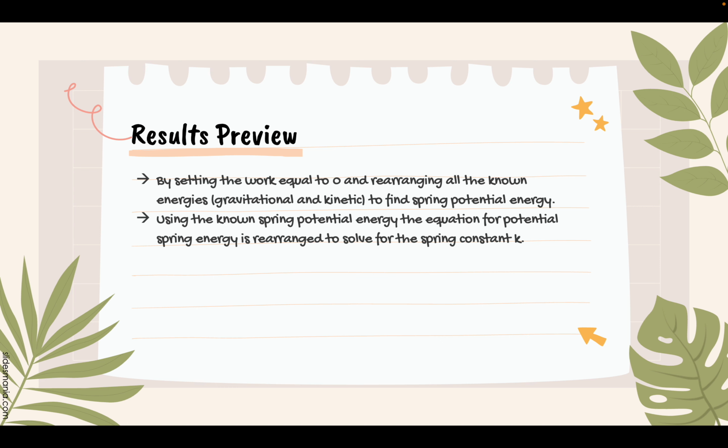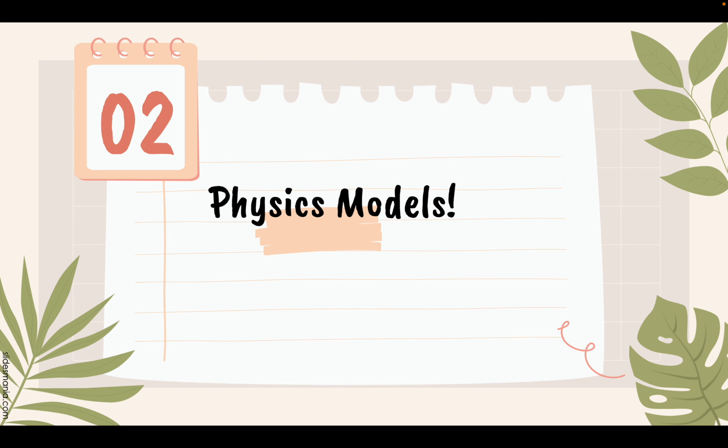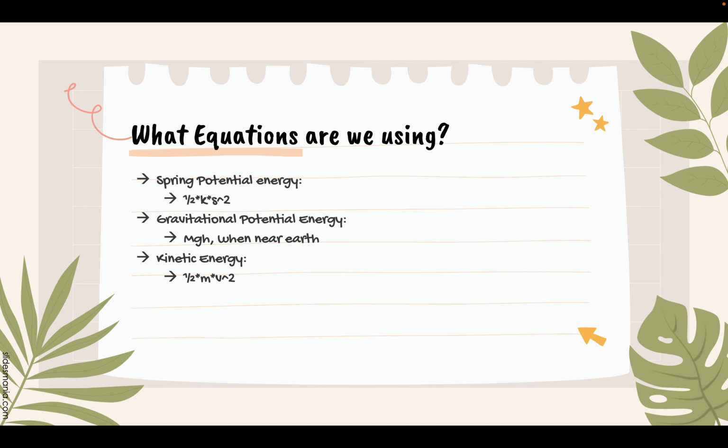So the results are found by setting the change in energy equal to work and finding that that's equal to 0, and using all the known changes in energy, such as the gravitational potential energy, the spring potential energy, and kinetic energy, and rearranging that in order to solve for k, which I will explain more in a minute. So the models that we use for this are the spring potential energy equation, the gravitational potential energy equation, and the kinetic energy equation.